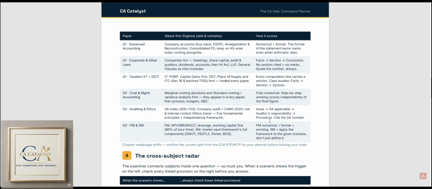But the format, the headings that will help you score, are: issue, what is the standard, what is the auditor's responsibility, what is the procedure that needs to be followed, and you should mark the SA number as well.